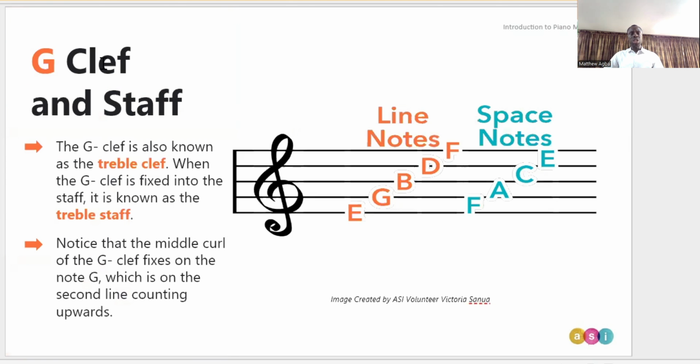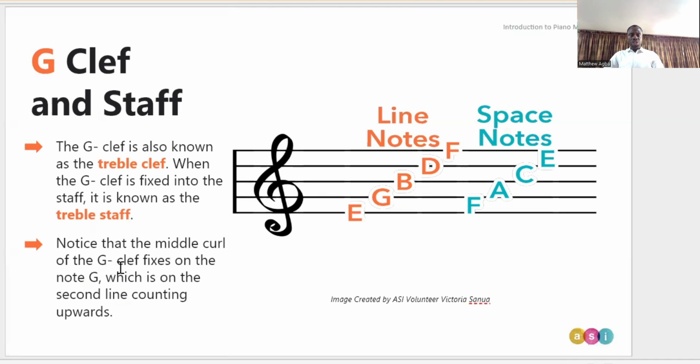Moving to the next slide, we look at the G clef and staff. Take note, the G clef is otherwise known as the treble clef. So we can be using it interchangeably. So we can interchange them anytime in the course of our discourse. When the G clef is fixed into the staff, it is called the treble staff. This is a typical drawing of the treble clef. And when it is placed on the staff, it is called the treble staff or the G staff.